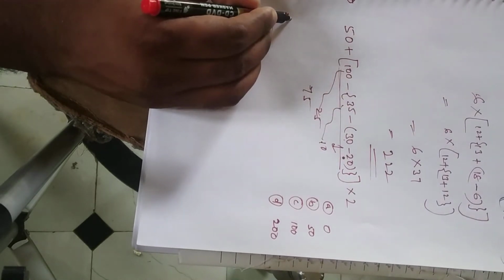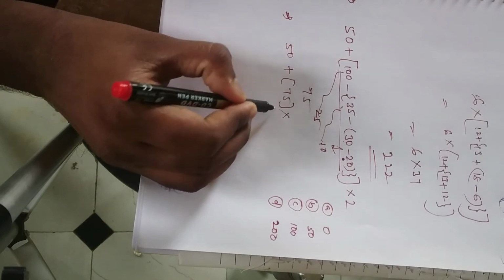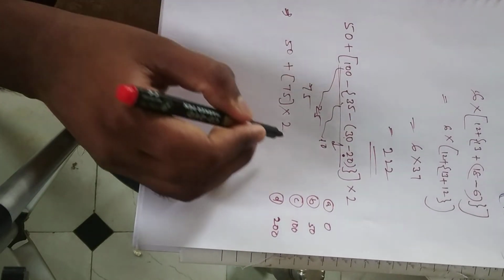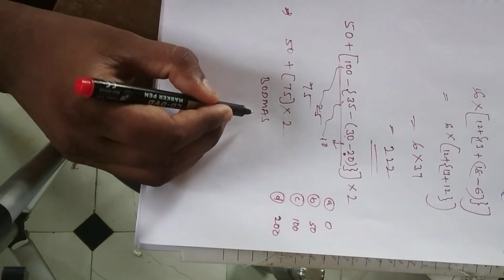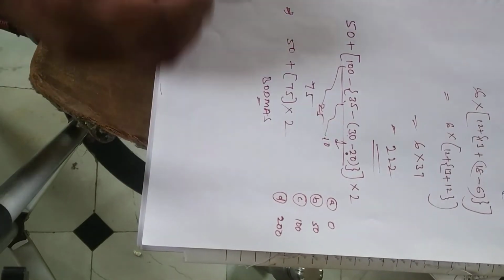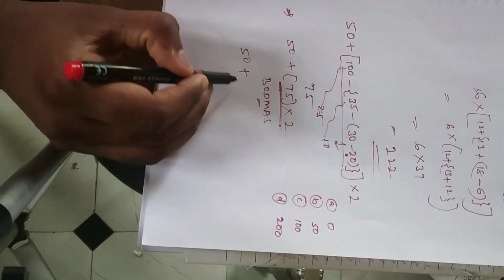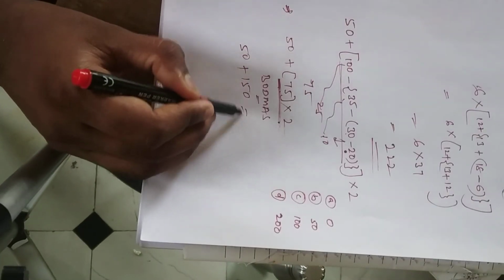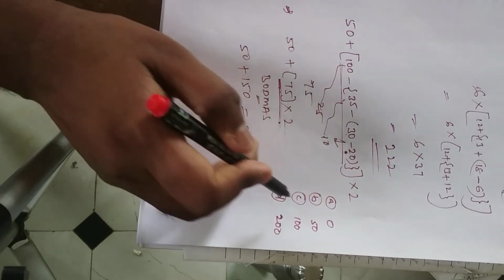It is like 50 plus 75 into 2, right? According to BODMAS, first multiplication. We have the multiplication: 75 into 2 is 150. 50 plus 150 equals 200. I hope you got the answer, right? Option D is the correct answer.